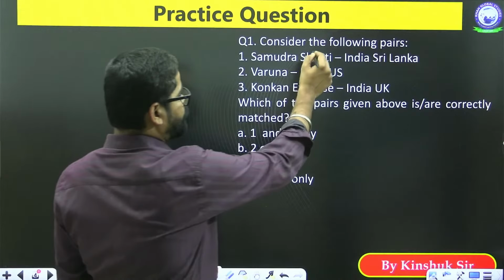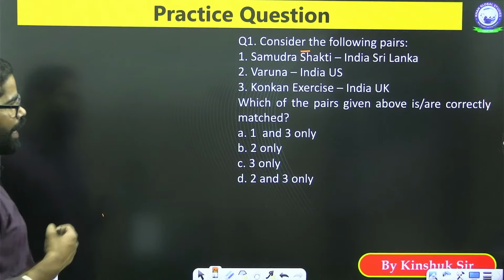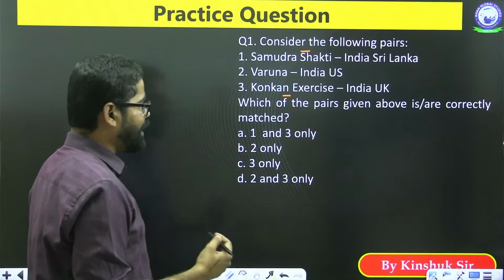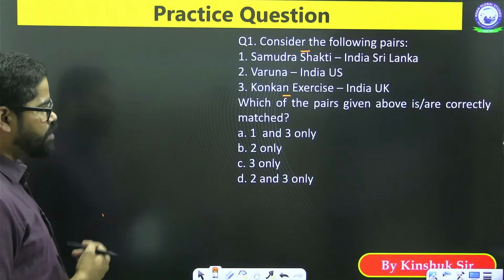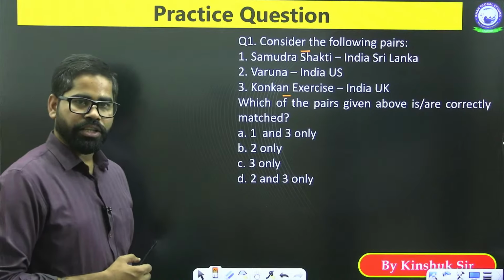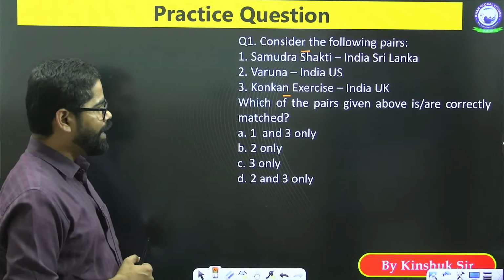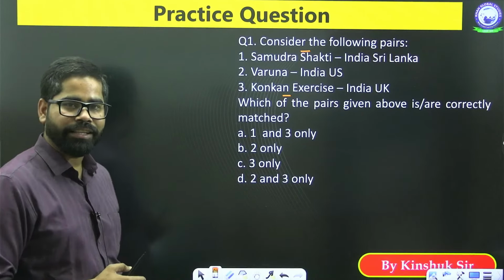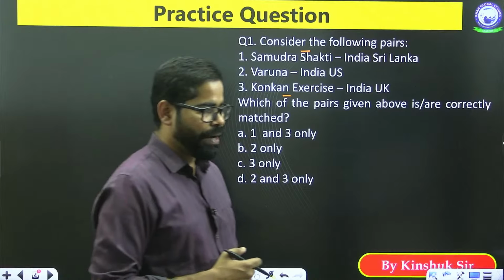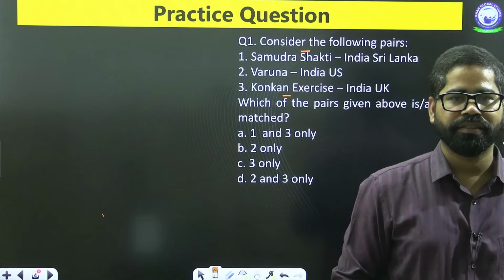So here we have the first question. Consider the following pairs: Samudra Shakti, India, Sri Lanka; Varun, India, US; Konkan exercise, India, UK. Which of the pairs given above are correctly matched? The first pair is saying Samudra Shakti, India and Sri Lanka; Varun, India and US; and Konkan exercise, India and UK. So which of them are correctly matched? That is the question.